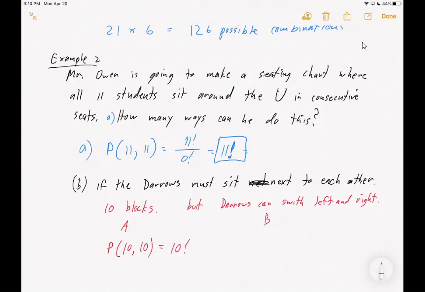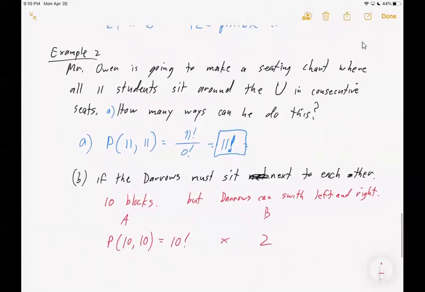And so like in the last example, that will be 10 factorial. But since the Darrows can switch left and right, we will then multiply that by 2. So the answer is 2 times 10 factorial. Now that will not be as big as 11 factorial. Up here that would be 11 times 10 factorial, which is definitely bigger than 2 times 10 factorial.